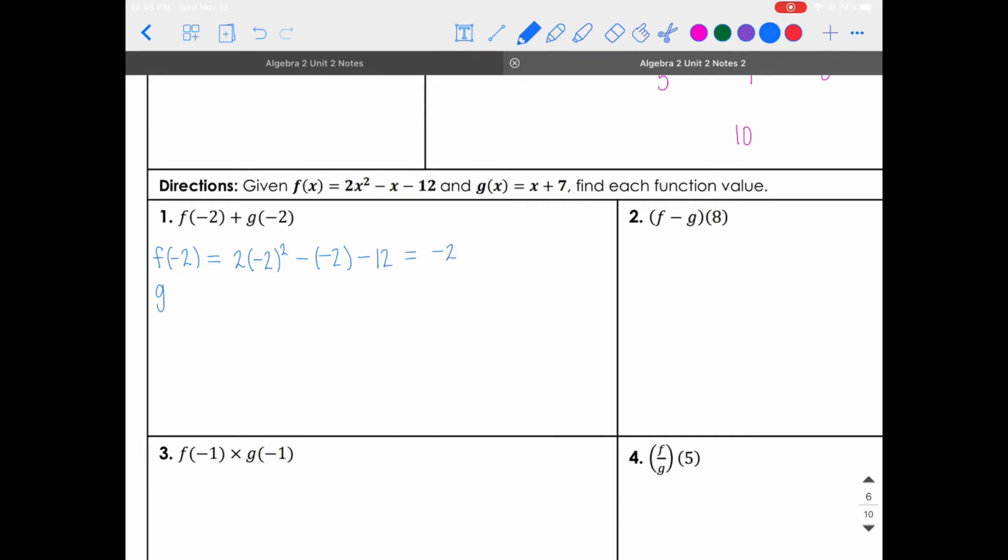And then I'm going to find g of negative 2, which is just negative 2 plus 7, which is 5. So my problem said to add them together. Negative 2 plus 5 is 3. And that is my final answer.